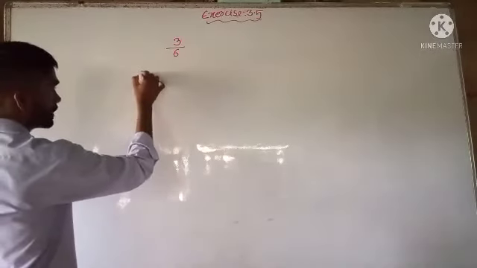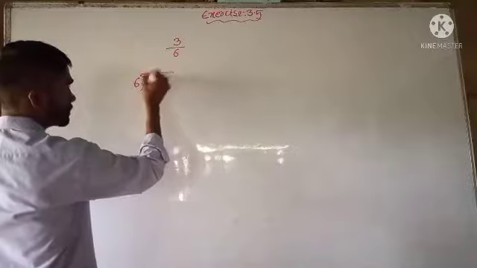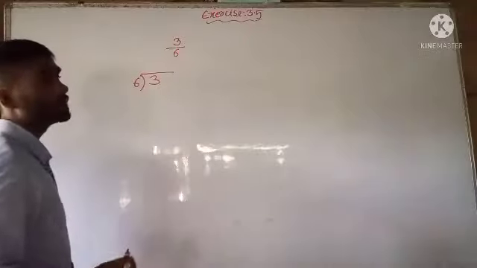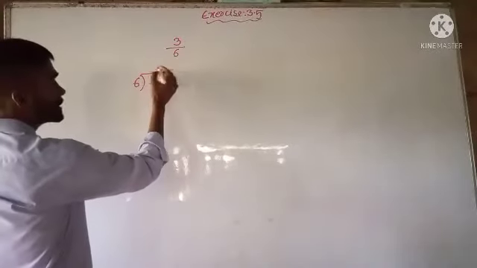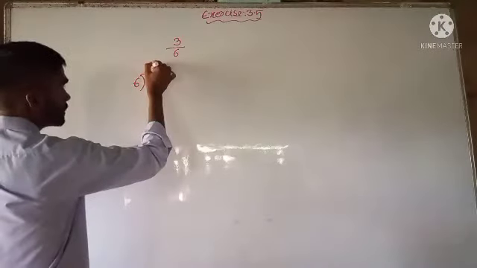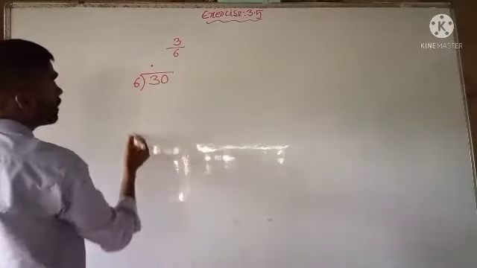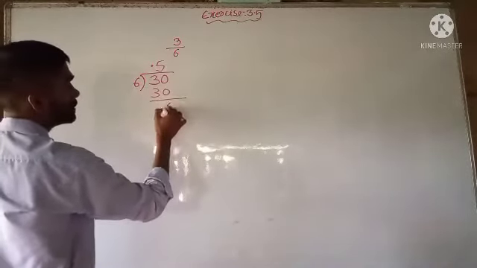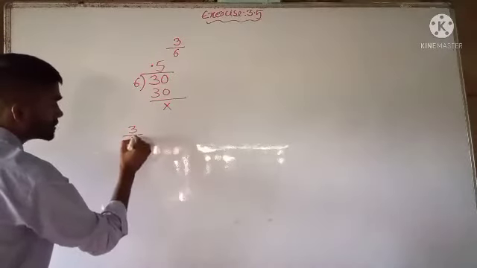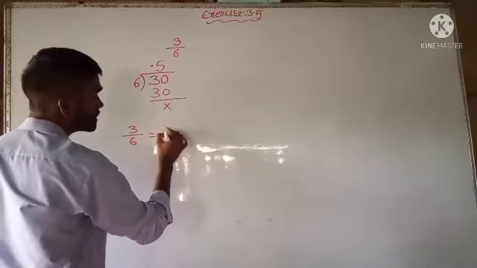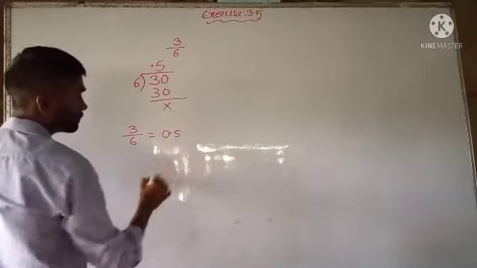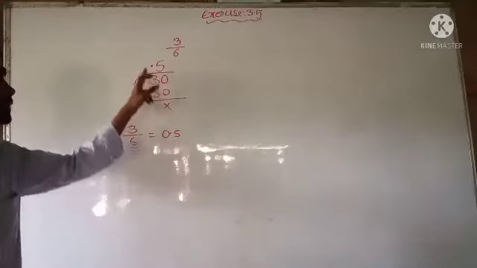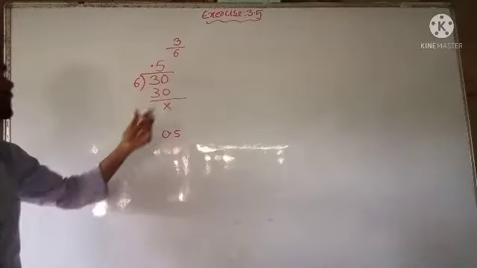We will divide them in this way: 6 will be in the divisor's place and 3 will be in the dividend place. Here 6 and 3 we cannot divide, so we will put one decimal point here and write 1 0. Now 6 times 5 is 30. 30 minus 30 gives 0. Now we can say that 3 by 6 is equal to 0.5. So we have converted 3 by 6 into decimal form. In this way we can convert a given rational number into decimal form.